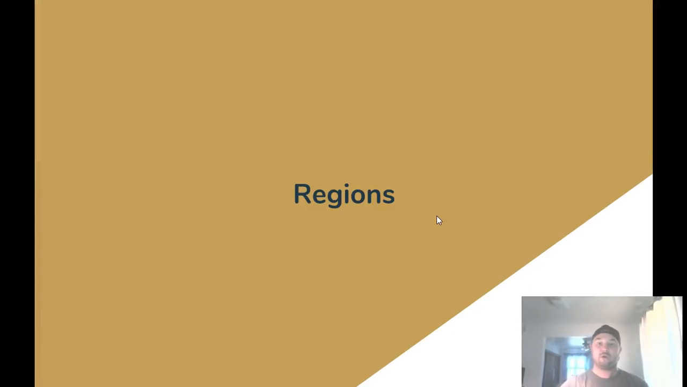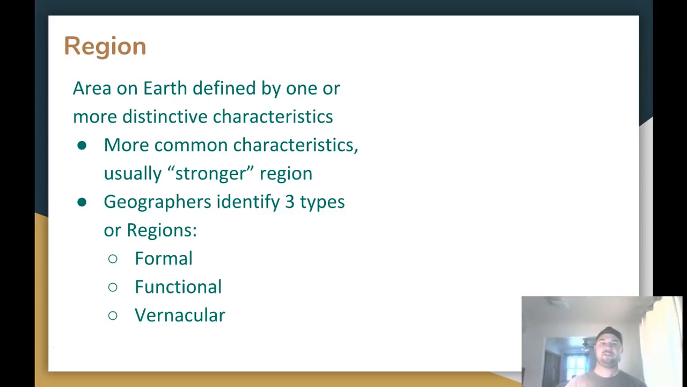So now we're quickly going to go into regions here. Remember, a region is simply many places defined by a very similar characteristic, right? The more characteristics you have, technically it's going to be a stronger region. You're not really going to measure what's a stronger region. Just know that more similar characteristics is going to make it definitely a stronger region, like, quote, the South.